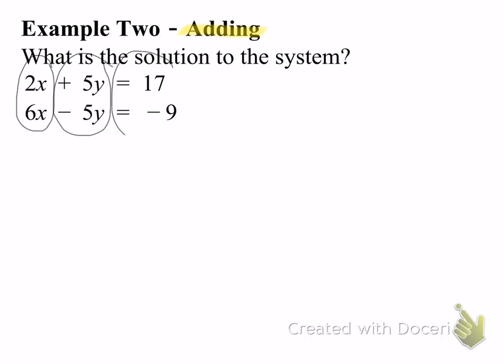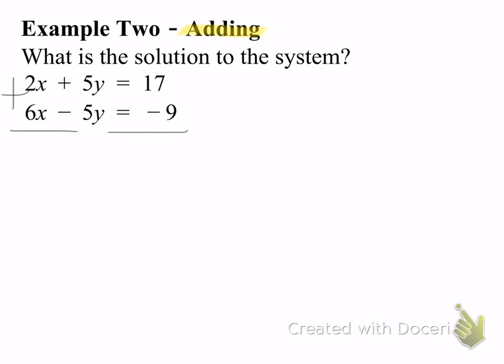And we have our equals in the same spot, so we don't need to move anything. All we've got to do is draw our line. And we know we're going to add, because if you add, our y's will cancel out. So let's go ahead and double check how that happens.